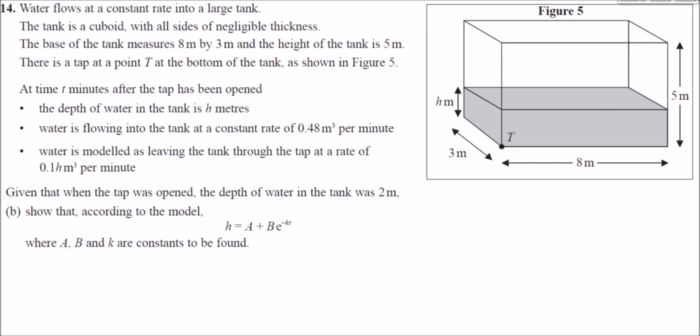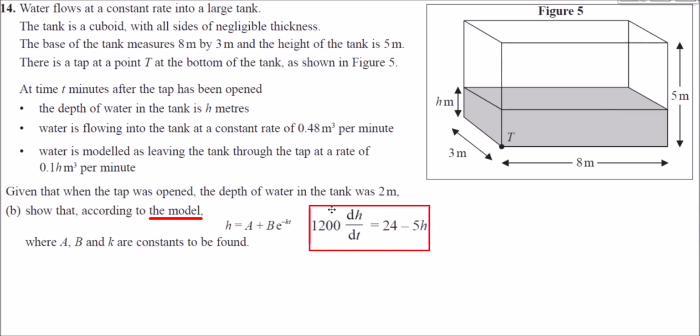Part B, now what we need to do is, using the model from Part A, show that h equals a plus b e to the power minus kt, where a, b and k are some constants to be found. So just remembering the model from Part A, which I'm going to put in red, from Part A, we showed this was true. So what we can do here is separate out the variables, have one side in terms of dh and the other side in terms of dt and just t. So I could multiply both sides by dt to get the dt onto the right hand side and eliminate it from the left.